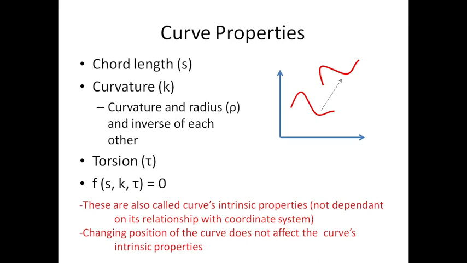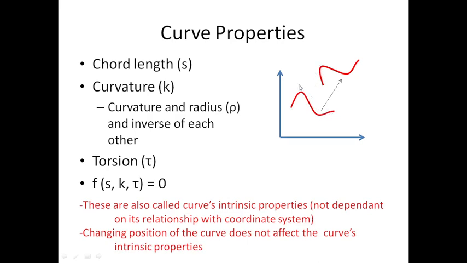These properties are also called a curve's intrinsic properties because they are not dependent on its relationship with the coordinate system. I'd like to explain this with an example. You can see this curve. I can manipulate this curve and move it to another location or rotate it with respect to a common reference point. Its translation or rotation about any point does not change the intrinsic or internal properties of the curve, meaning thereby that its total length is going to remain the same.